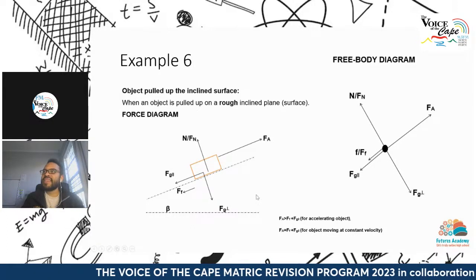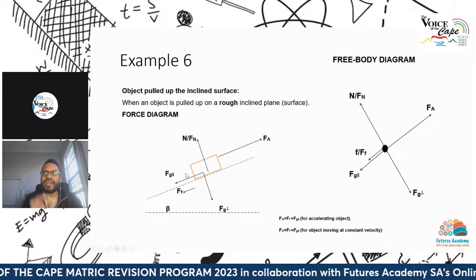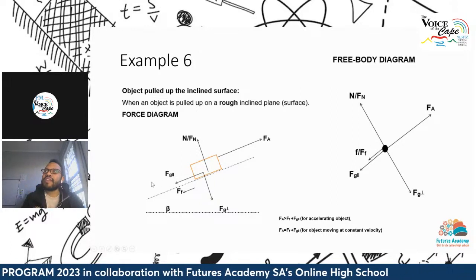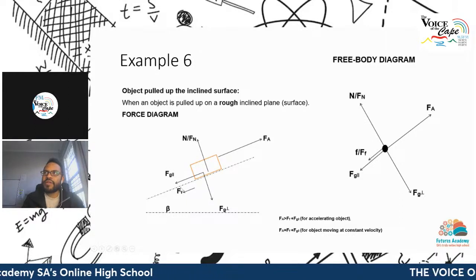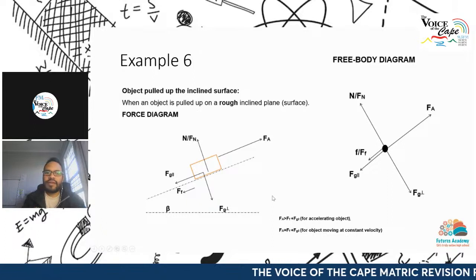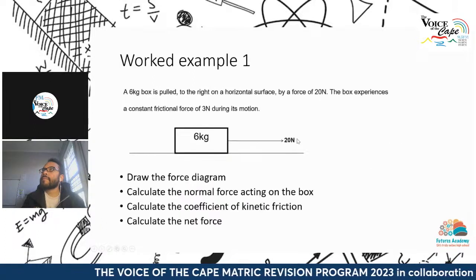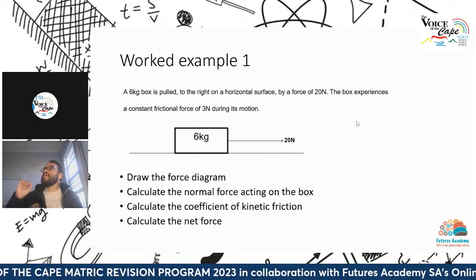So we would then say in that case, if it's moving up the slope without any acceleration and it's moving at a constant speed or a constant velocity, then the applied force here will be equal to the sum of the gravitational parallel component as well as the frictional force. Okay. Now let's go to a few worked examples.